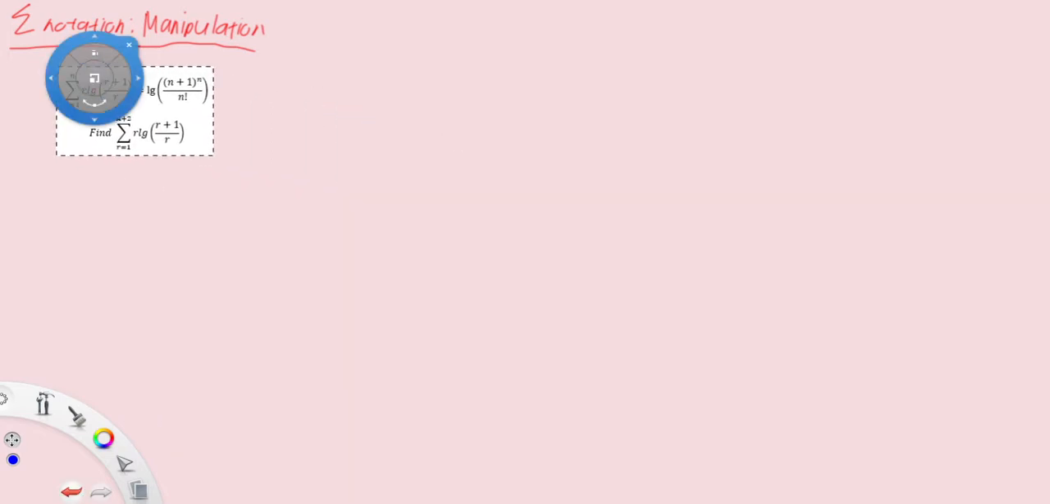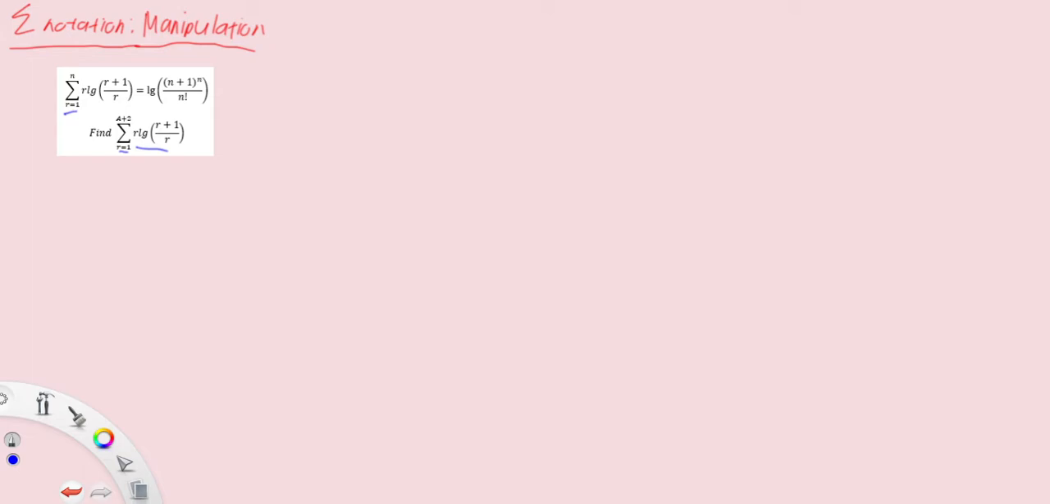So we have the summation of r log((r plus 1) over r) from r equals 1 to n, equals to log((n plus 1)) to the power n over n factorial. Now the question wants to find the summation of the same formula, but now from r equals 1 to A plus 2. So essentially, it's actually very simple. You notice that the lower limit is the same. It's the same function. The difference is the upper limit is now A plus 2 instead of n.